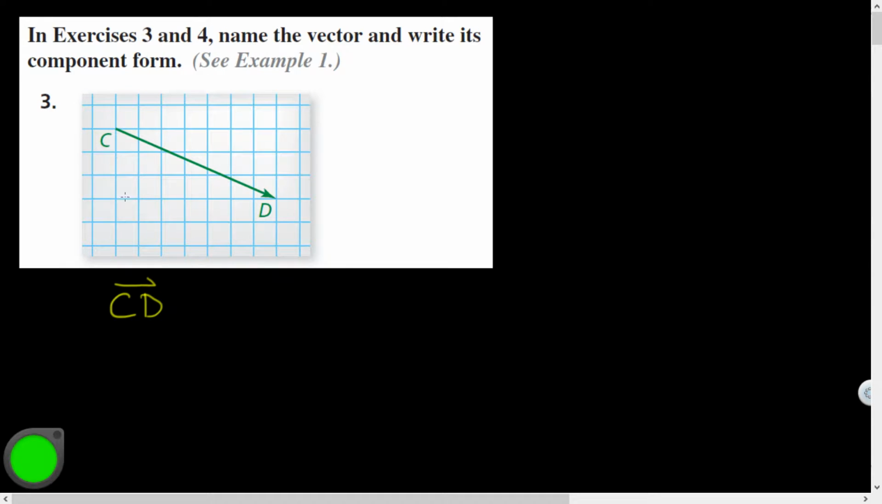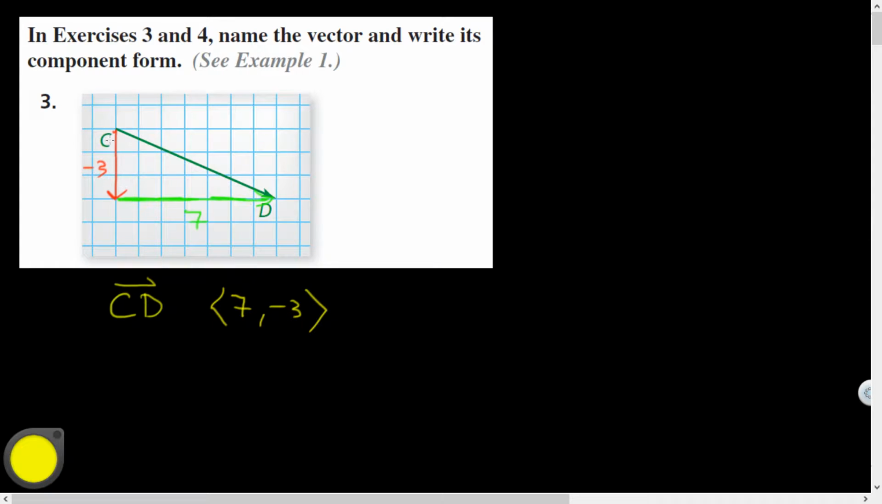So horizontally, to go from this point to this point, it's moving over 1, 2, 3, 4, 5, 6, 7. So it's over 7, and it appears as though it was going down how many units? Down 3. The way we describe down would be with a -3. So vector CD written in component form would have been 7, -3.